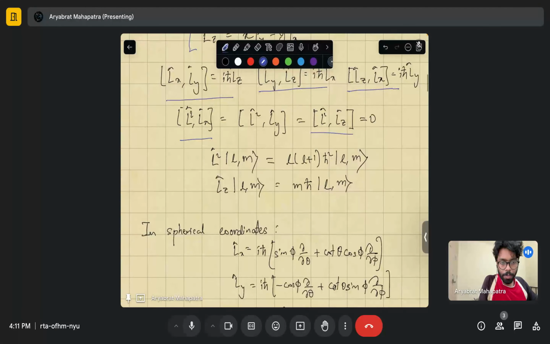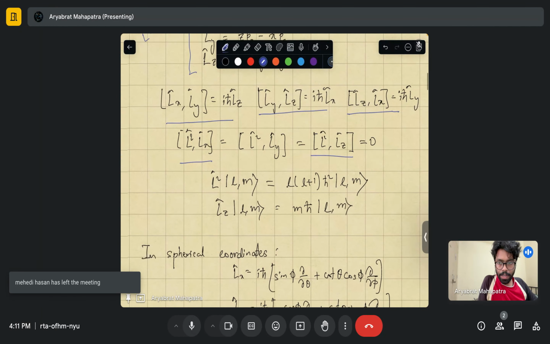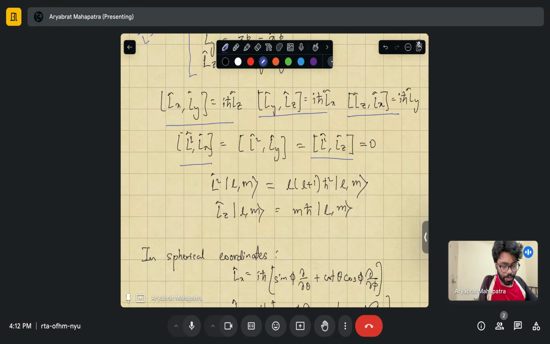I was talking about these angular momentum operators and their eigenfunctions. As I said, Lx and Ly do not commute with each other, but if you see the commutation of L square with Lx, or L square with Ly, or L square with Lz, they do obey this commutation. I mean they commute with each other, and that's why they can share a common eigenfunction or eigenstate.